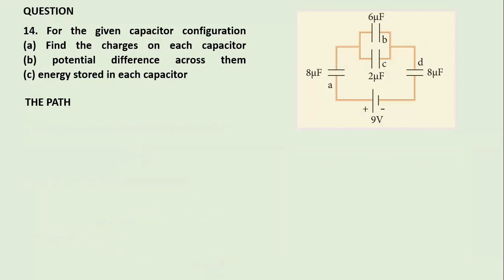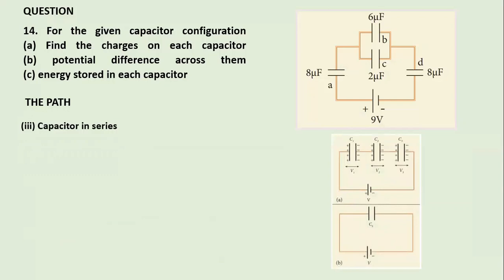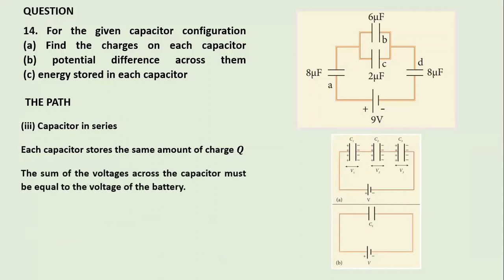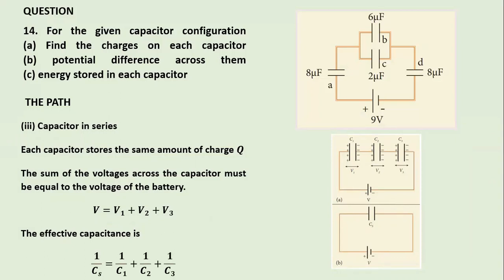Then the capacitors in series. Three capacitors C1, C2, C3 are connected in series along with the battery. Each capacitor stores the same amount of charge Q due to induction. The sum of the voltages across the capacitors V1, V2, V3 will be equal to the voltage of the battery, capital V. So V equals V1 plus V2 plus V3. So the effective capacitance is 1 by Cs equals 1 by C1 plus 1 by C2 plus 1 by C3.